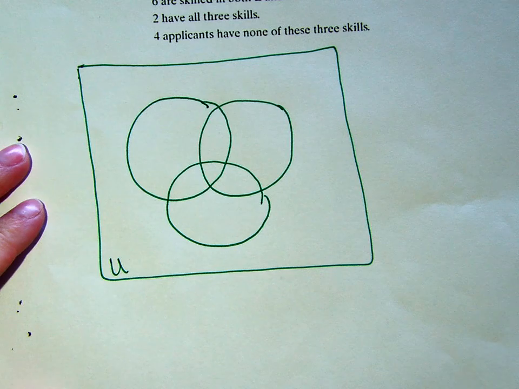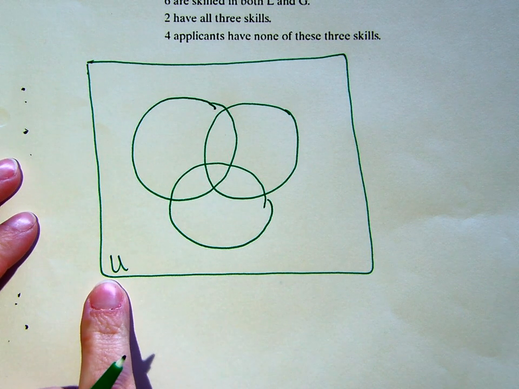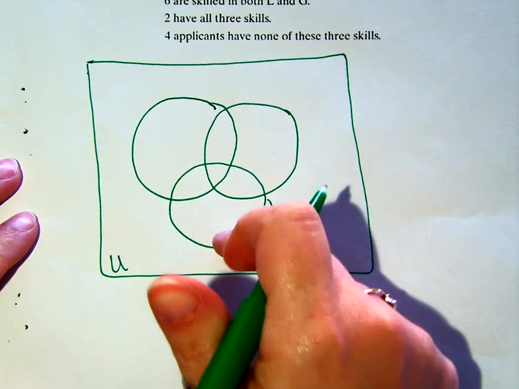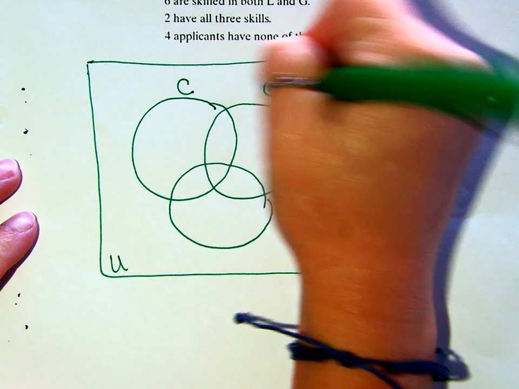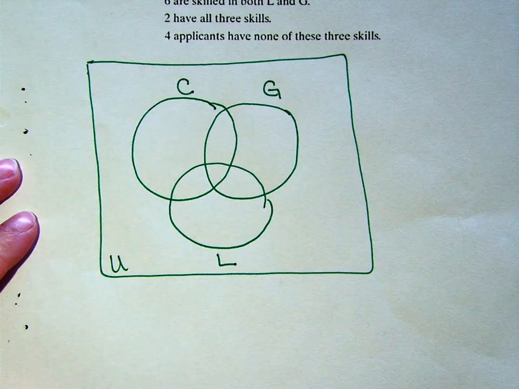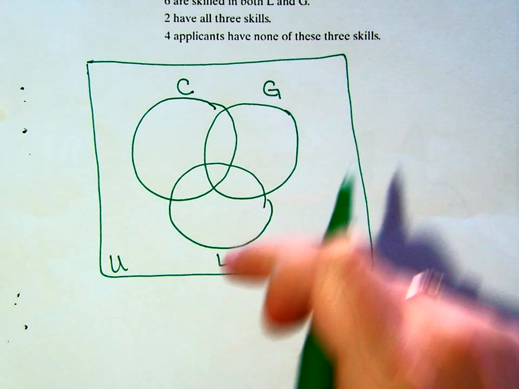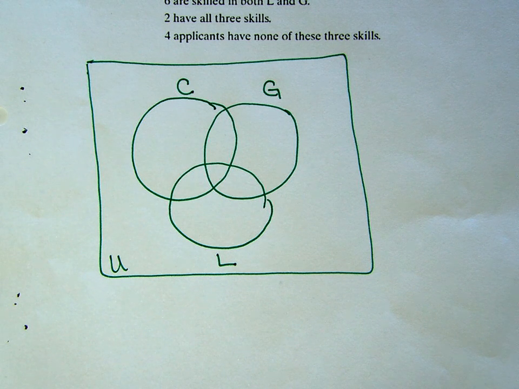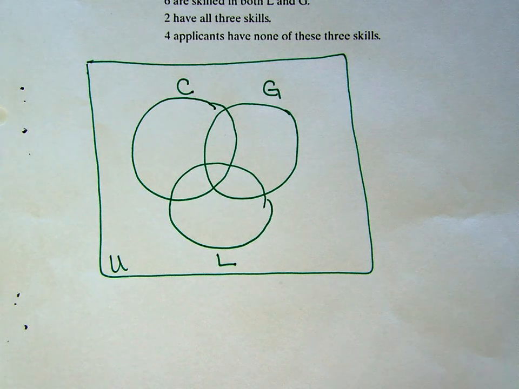where the big box is the universe. That's our universal set, so there will be a little U in the corner. And then each of these circles will be labeled. We'll have our C, our G, and our L. C for copywriting skills, G for graphic design, and L for our link building skills. And then in Pearson, they will list little letters in here like X, Y, Z, because then you're going to fill in the values down below in your answer boxes.